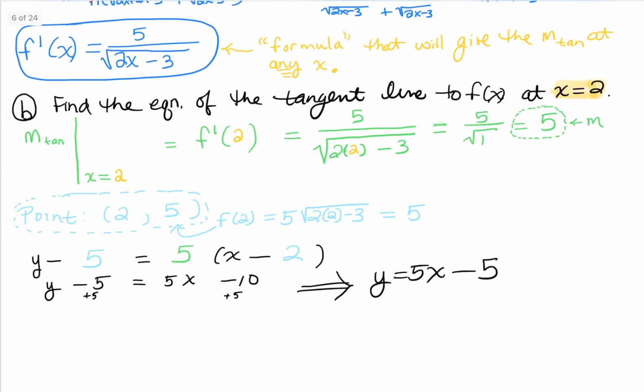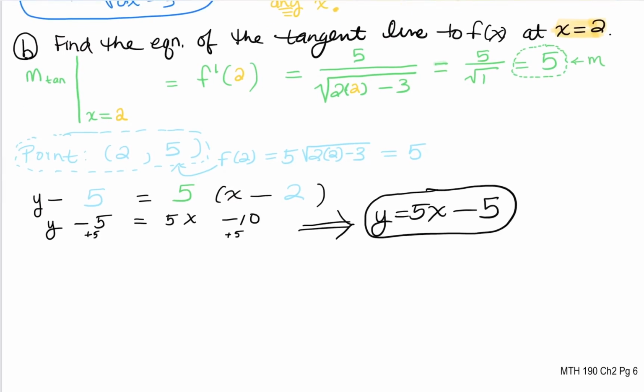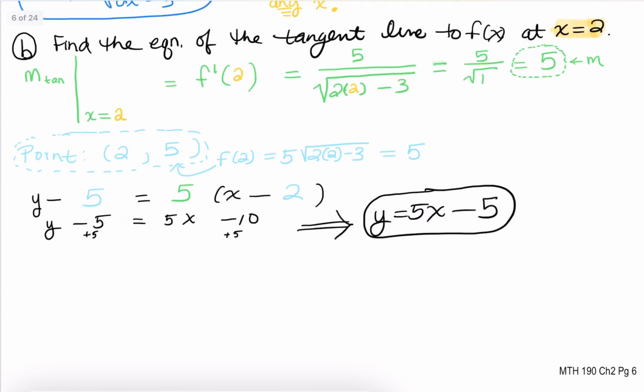Y equals 5x minus 5. So this would be the actual equation of the tangent line. All right, one last part to this question, and then we'll end this video. Let's now also identify the domains of both f and f prime. And then I want us to make a little observation based on that.